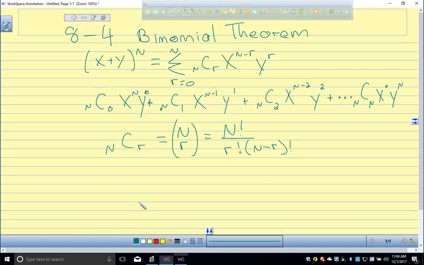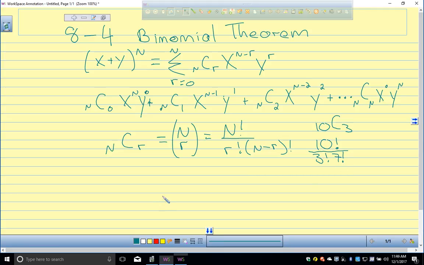So, for instance, 10 combination 3. Have you done combinations before by hand? 10 combination 3 means 10 factorial over 3 factorial, because this is r, times what factorial? 7 factorial.